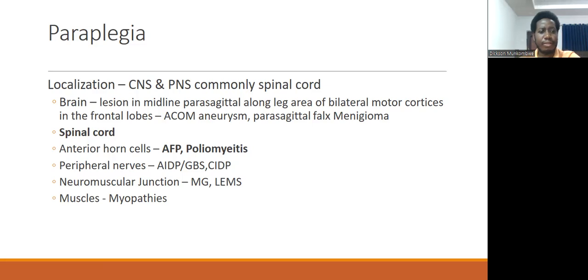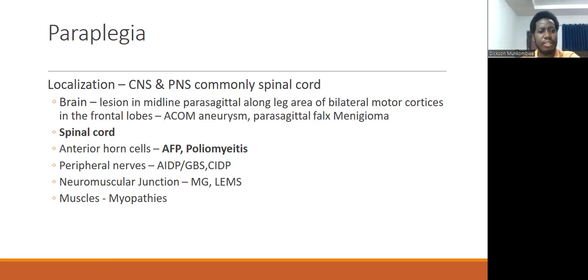So the other localization is the peripheral nerves, and this is commonly seen in acute inflammatory demyelinating polyradiculopathy, commonly called GBS, or the chronic form of GBS, CIDP. We'll not discuss this in this presentation. I believe you will have a lecture either after this one or before this. You could have had a lecture on AIDP.